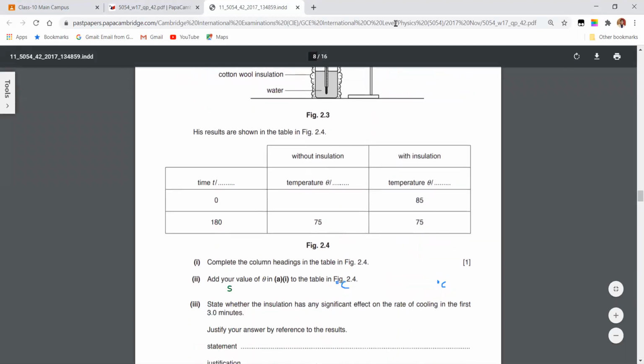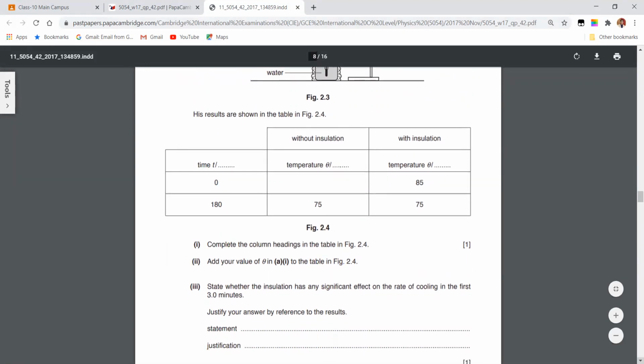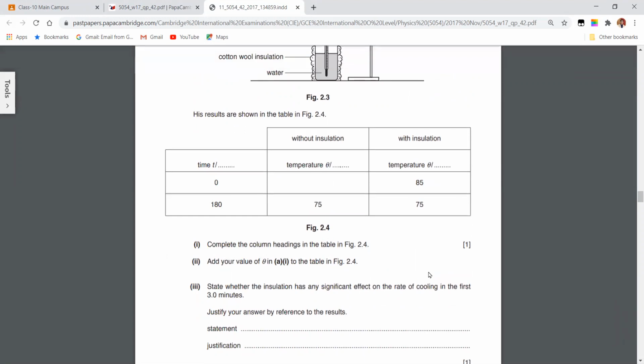Complete the column headings in the table, figure 2.4. This part is done, right? Then add your value of theta in A1 to the table in figure 2.4. We got 88 here, right? At 0 degrees Celsius. Yes, at time 0, 88 degrees Celsius. Then 3. Can you please continue 3?